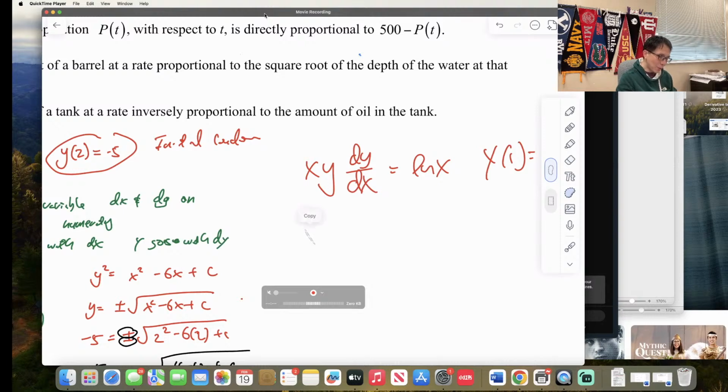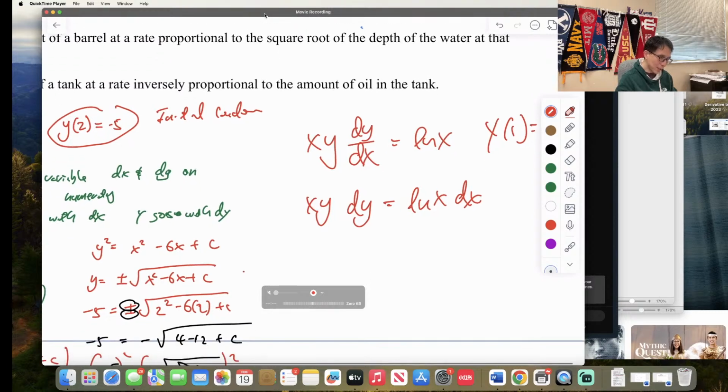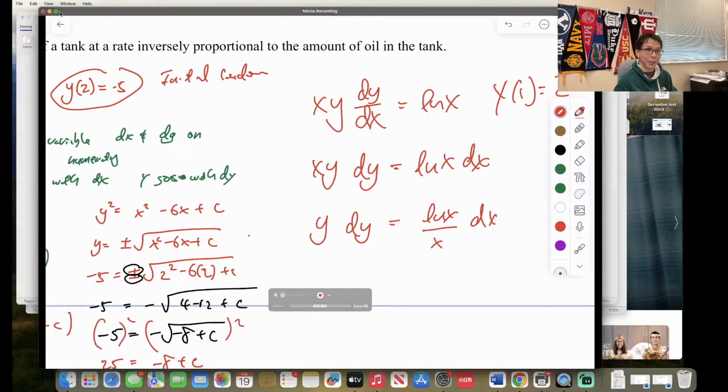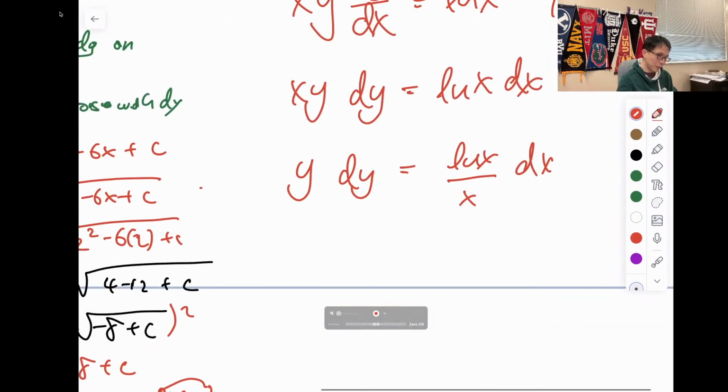First of all, xy dy is equal to natural log of x dx. You multiply dx on both sides, and you get rid of x, so y dy is equal to ln of x over x dx. Most of you guys have this. This is called separation of variables. You must have this step. You cannot go without this step. They will not give you the rest of the points.